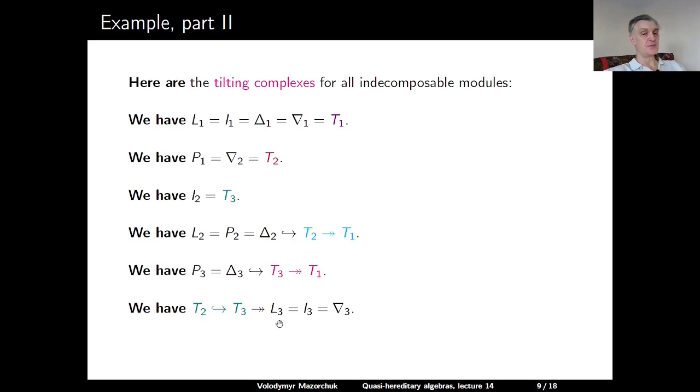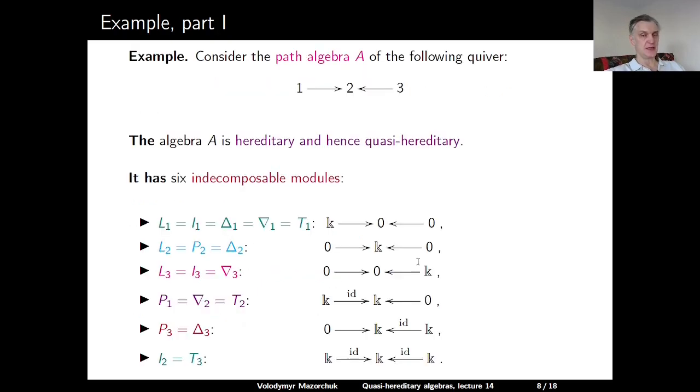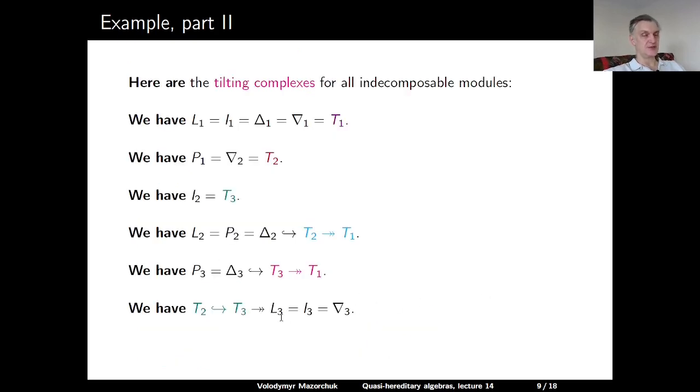And finally, the module L3 is a quotient of T3, and the kernel of this projection is isomorphic to T2. Let's take a look. That's T3, it has a quotient L3, and the kernel is exactly T2. So the simple module L3 is isomorphic to the complex of tilting modules given by embedding T2 into T3. And L3 is isomorphic to nabla 3, that's why we have this tilting resolution of T3. So we have checked that all modules can be represented by complexes of tilting modules in the derived category.